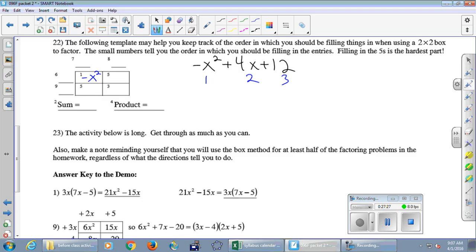Number 2 doesn't go inside of the box. 2 is quite a complicated part of the problem. 2 turns out to be the sum. So it goes down here in the sum. I like including that sign. So plus 4x down there is the sum.